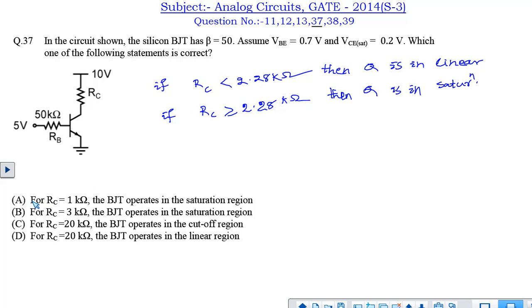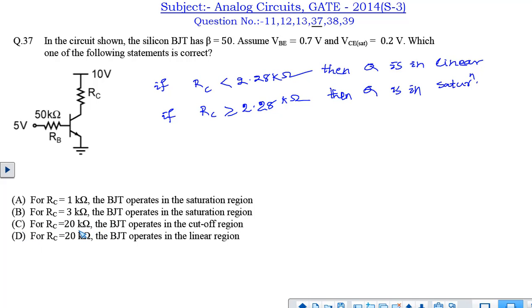If you see the first option, RC is 1 kilo ohm, which is less than 2.28. So the BJT has to be in linear region, but it is given in saturation region. So this option is not correct. Coming to the second option, RC is equal to 3 kilo ohm, which is greater than this, so the transistor should be operating in the saturation region, and it is operating in the saturation region as per the condition. So B can be correct.